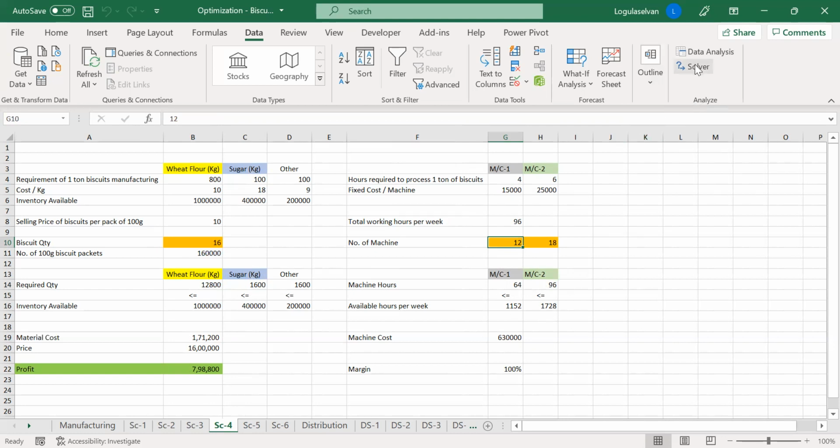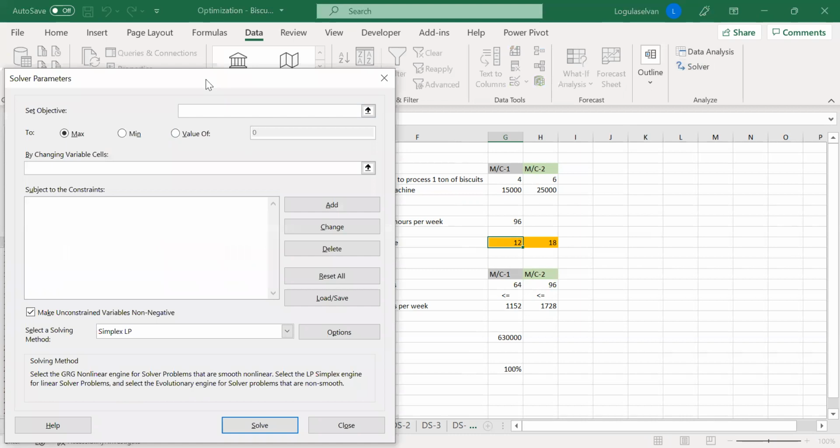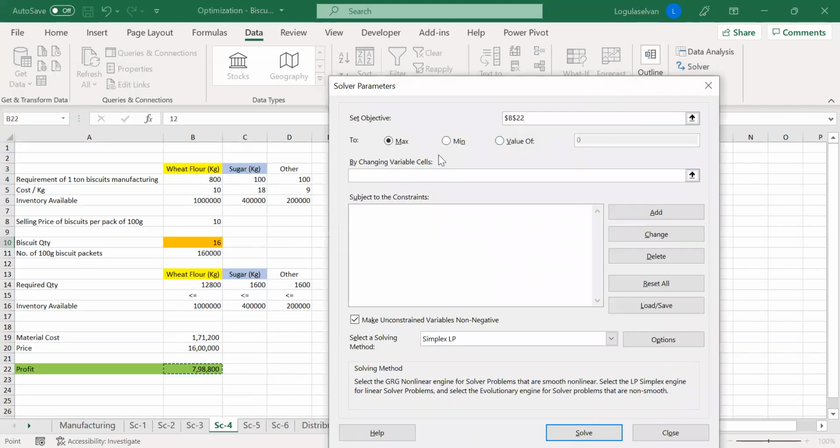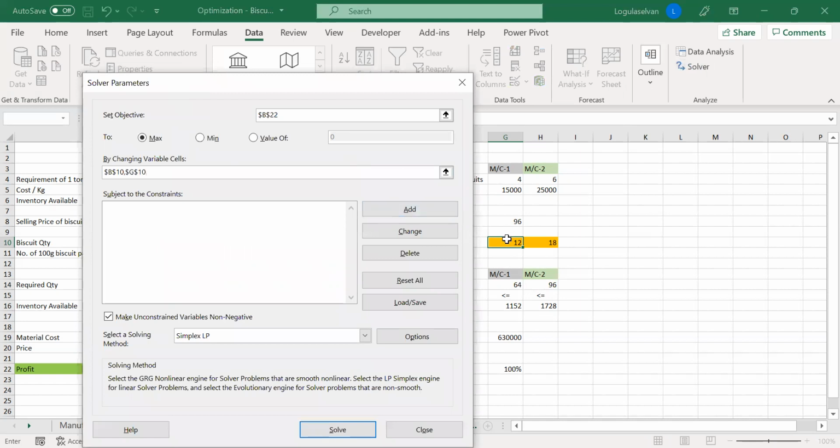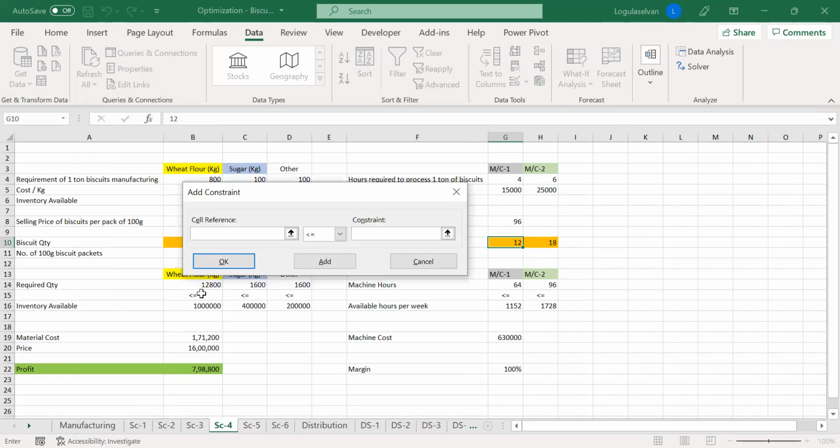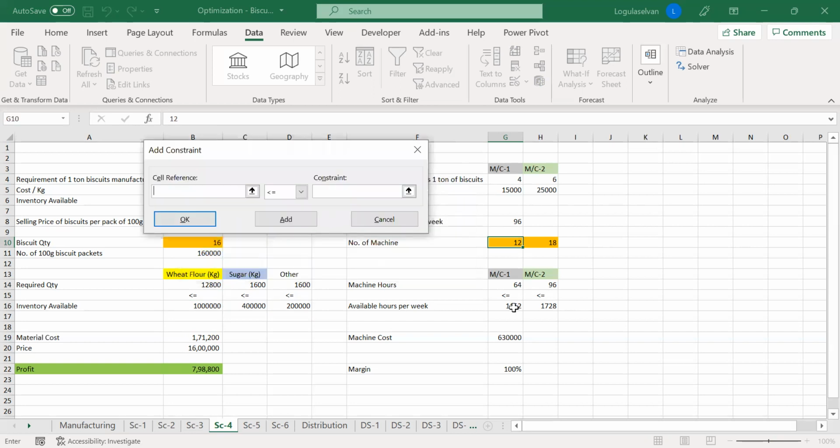Here again, going to solver, the objective remains the same, maximize. Biscuit quantity is one variable. The other variable is going to be the number of machines, so put a comma, then select these two variables. Now the constraints are very simple. The first one is our inventory constraint, then comes the machine hours constraint.